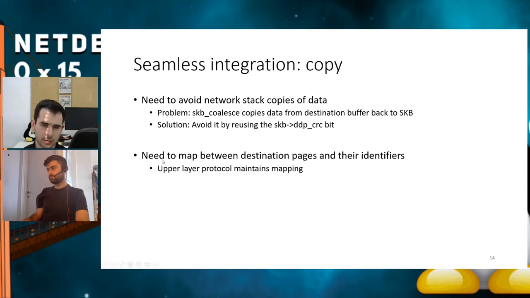And another thing that's implied by the copy offload is that we need to map between destination pages and their identifiers, and we need to do that before receiving. And that's completely fine, as storage protocols are RPC protocols, so we map the buffers before sending the request, and by the time the response arrives, the buffers are already configured and we have the mapping.